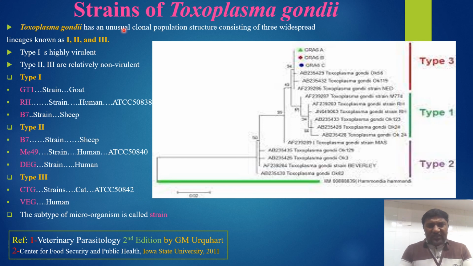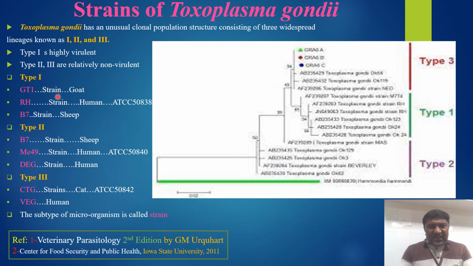So the strains of Toxoplasma gondii have an unusual clonal population structure consisting of three widespread lineages known as type 1, 2, and 3. Type 1 is highly virulent. Type 2 and 3 are relatively non-virulent.